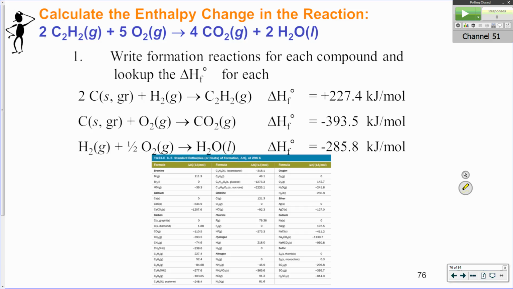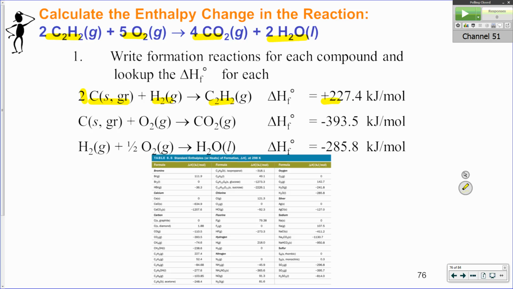2 of those plus 5 O2s yields 4 CO2s and 2 waters. So the first thing I'm going to do is do it the standard way. I'm going to look at the energy it takes to break up all the acetylenes and find that in the table. That would be the graphite plus the H2 yields the acetylene, and it takes 2 graphites to make it balance out, because I got 2 moles of carbon on the left, need 2 on the right.